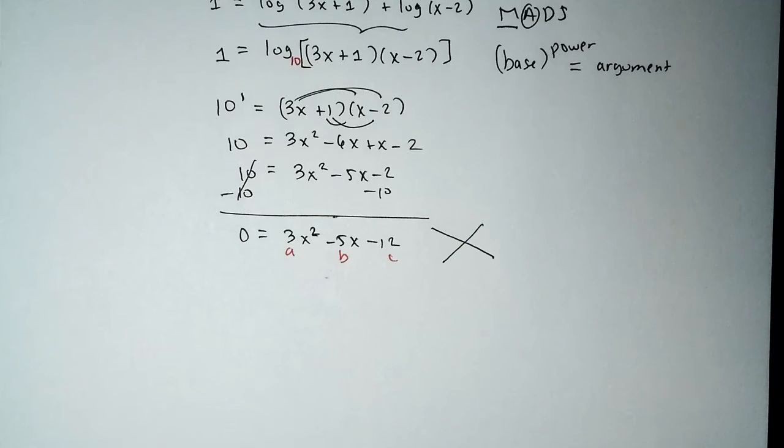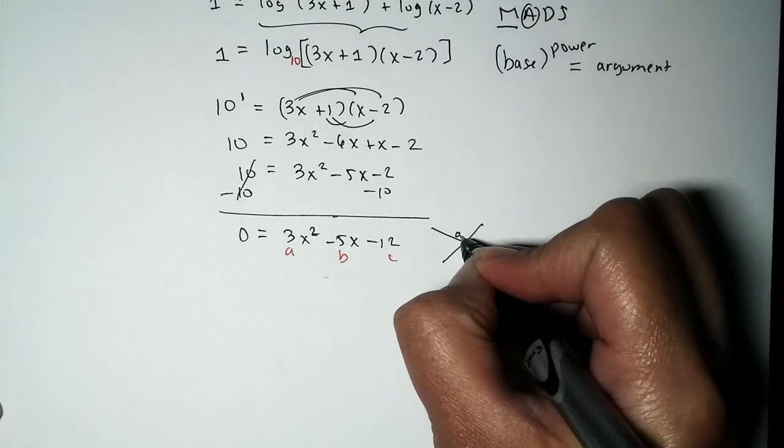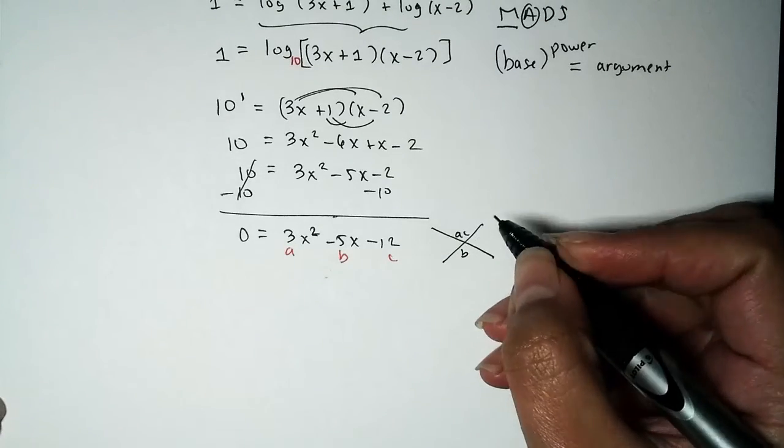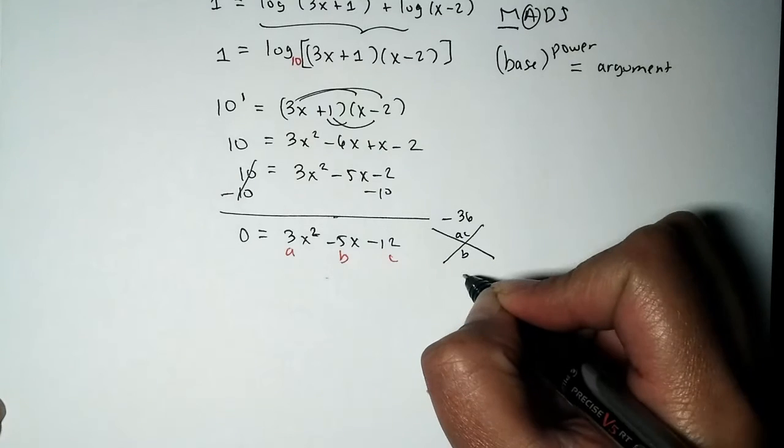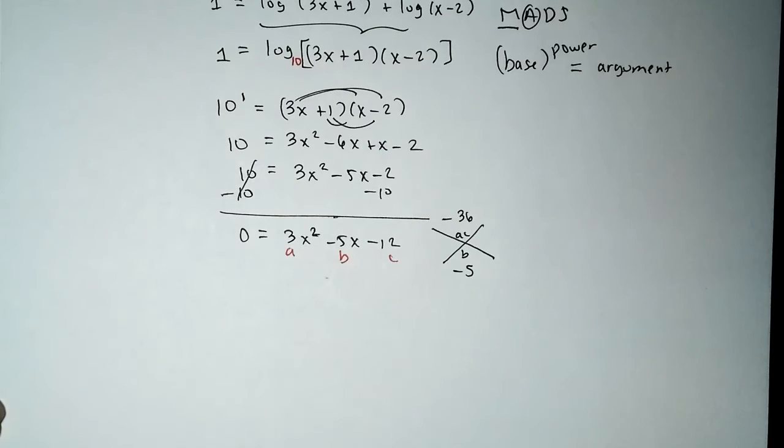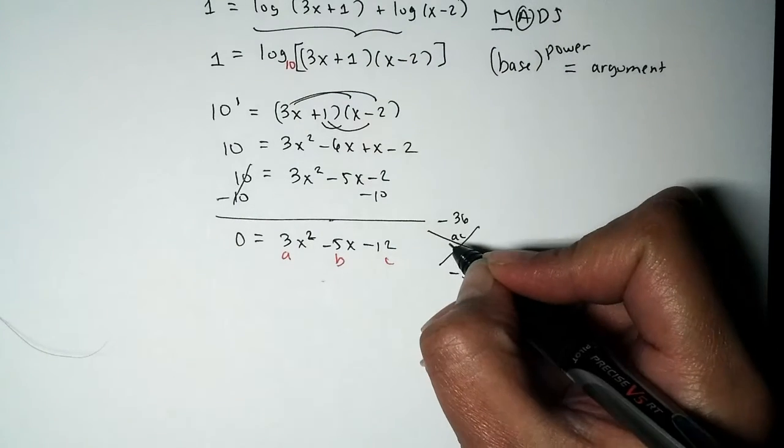So factors of A and C: the leading coefficient is 3, so that's A. The constant term is negative 12, so that's our C. So we want factors of AC that add up to B. The product of 3 and negative 12, I believe, is negative 36. The value of B is negative 5. So we want factors of negative 36 that add up to negative 5. I know there's a 9 and a 4 involved.